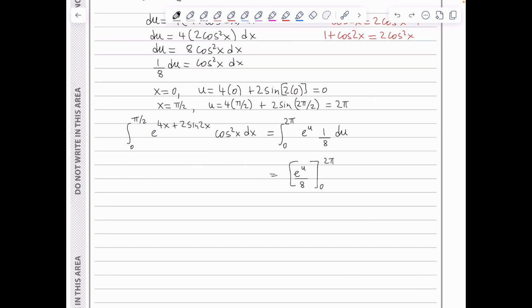So I will substitute the upper limit, giving me e to the 2 pi over 8. If I substitute the lower limit of 0, e to the 0 is simply 1, so it's minus 1 over 8. So this leads to 1 over 8 being a common factor, and within the bracket we've got e to the 2 pi minus 1 as required.